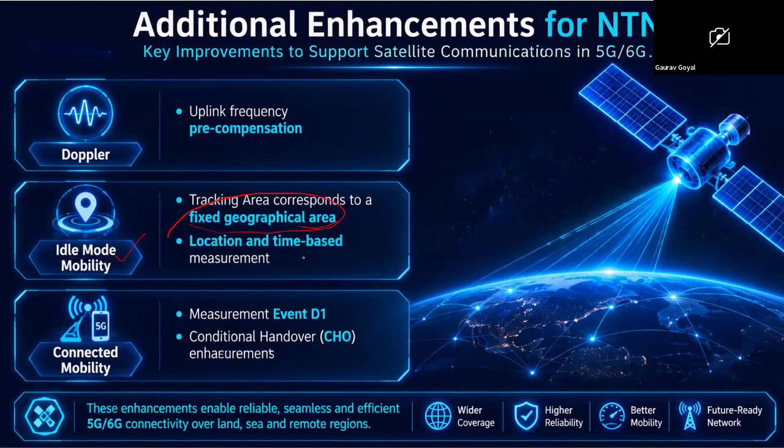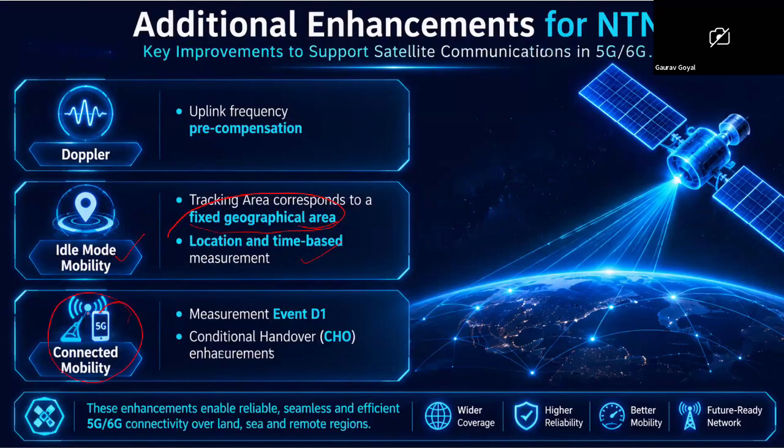The second remedy is location and time-based measurements. Rather than measuring only signal strength, you also consider the GNSS location and the expected satellite position at a given time. This allows the network to make more accurate mobility decisions. The UE combines the location and timing information with the radio measurements to predict the correct beam to be used. After that, we have connection mobility.